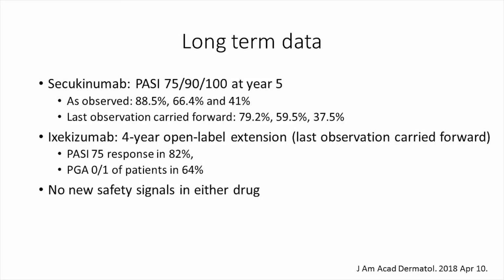And I see I'm out of time, so I'll just end here. Long-term data: we are just starting to get 4 and 5 year long-term data. We really have it just for Secukinumab and Ixekizumab. If we look at the same analysis of last observation carried forward, at the PASI 75 response, we see that about 80% of patients maintain that at 4 to 5 years. So these do seem to be durable drugs. And there were no new safety signals in either drug. I think those are very reassuring data to have.